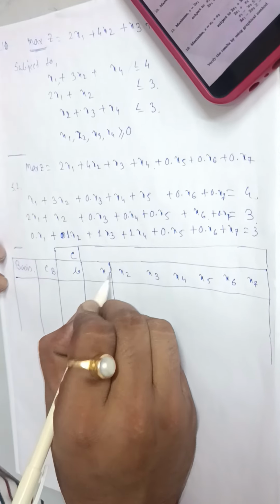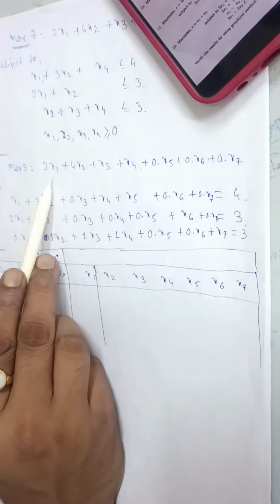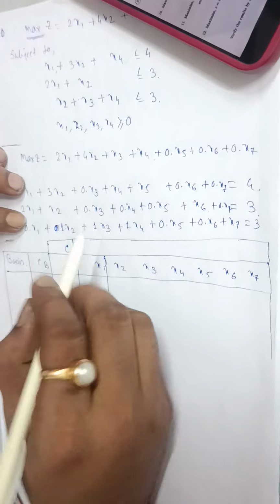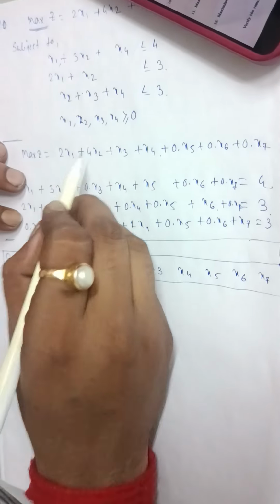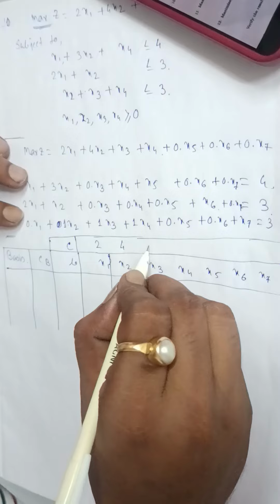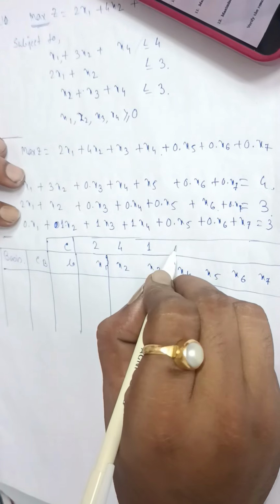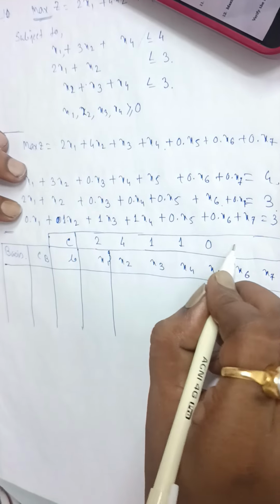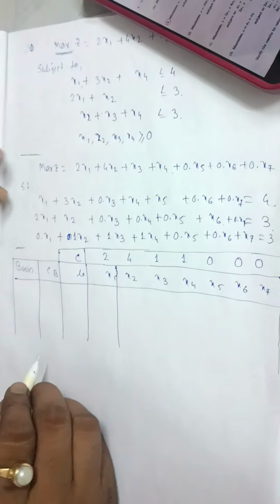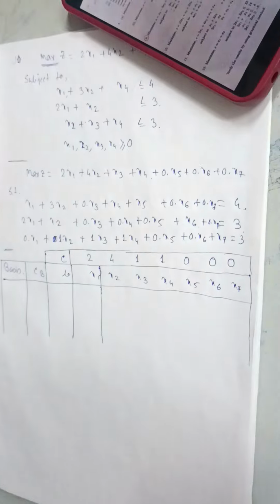So what are the coefficients of the objective function? Look at x1, the coefficient is 2. Look at this one, it is 4. This one is 1, this one is 1. Then this is 0, 0 and 0. Now I have to write down all the values.